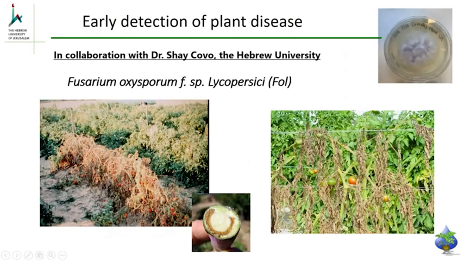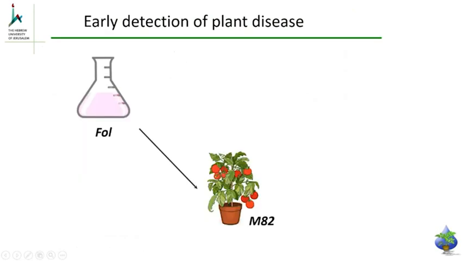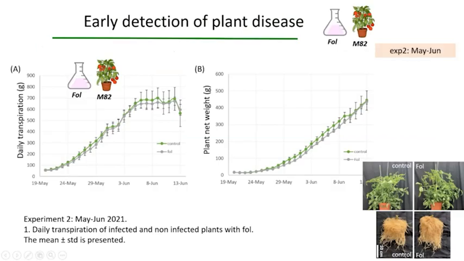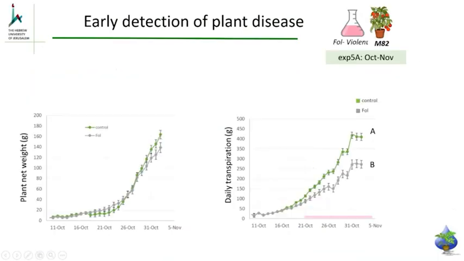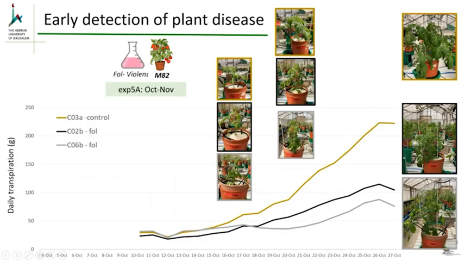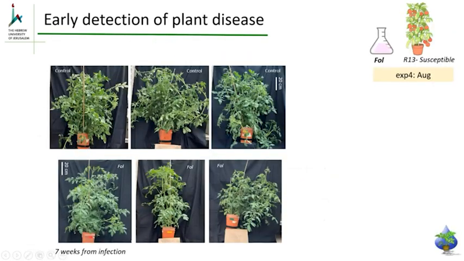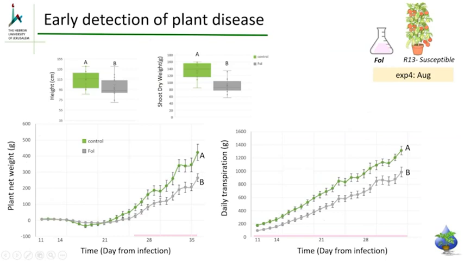And recently we started to work a lot with biotic stresses like plant diseases. This is in collaboration with Shai Kobo, my colleague. For example, this Fusarium could very easily show phenotypic differences. I'm sorry that I'm jumping, but I don't want to take more time. You can see that we can see differences in transpiration of infected plants after 5 or 6 days, while to see it with your eyes, it takes about 3 weeks. And the more severe the stress is, the faster you can see the differences.